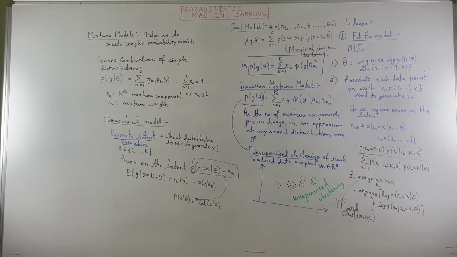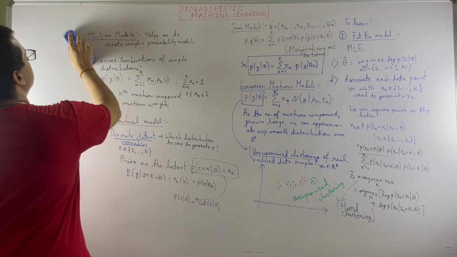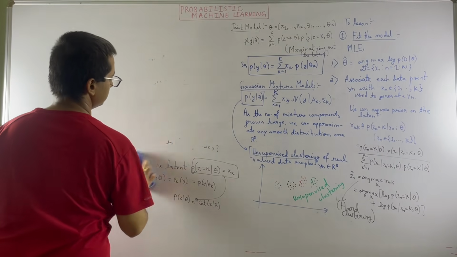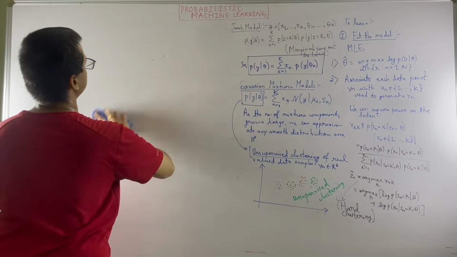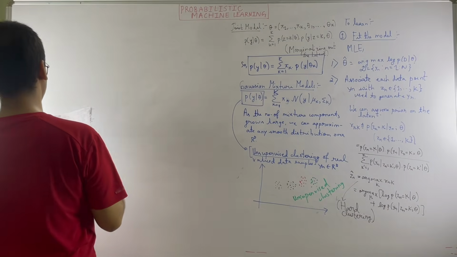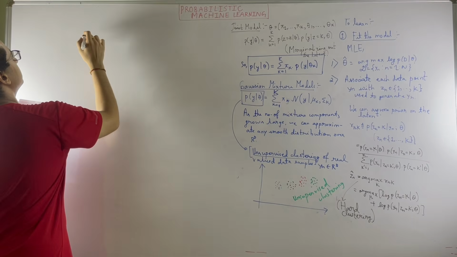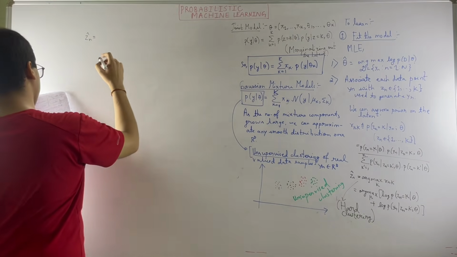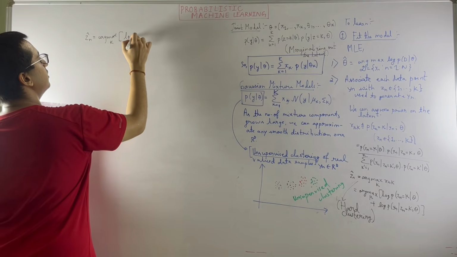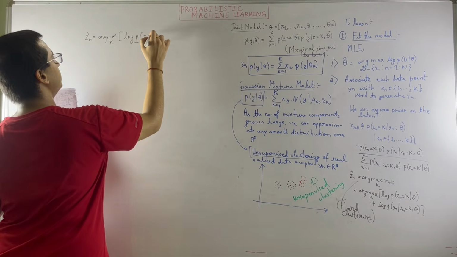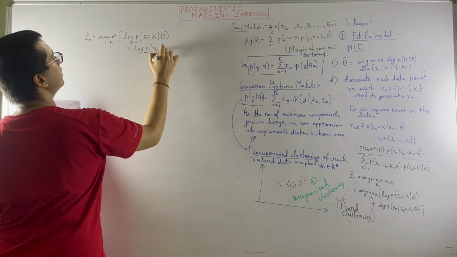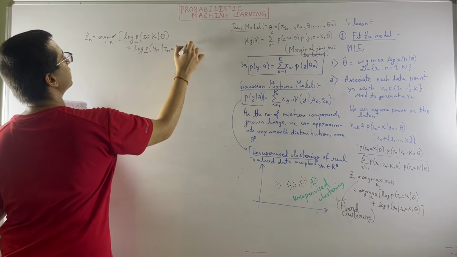So let me erase this part. All right. So again, let me write down the equation. So Zn hat equal to argmax over k of log p of Zn equal to k given theta plus log p of yn given Zn equal to k comma theta. All right.